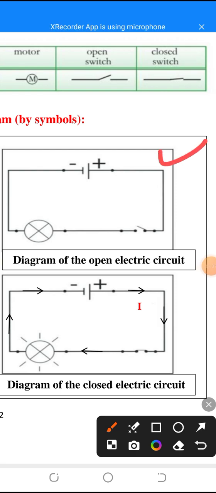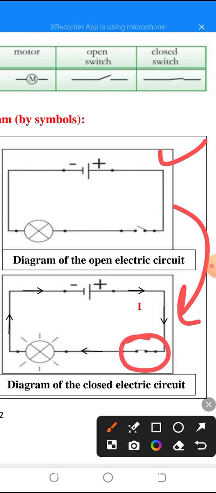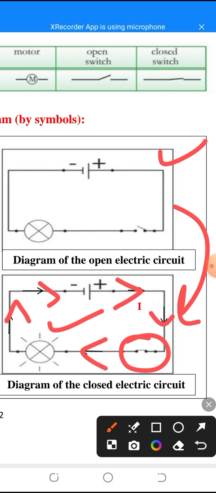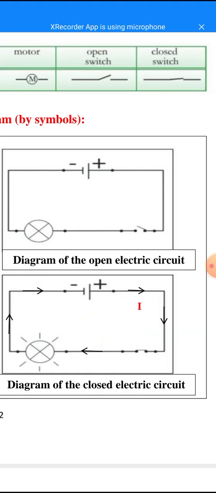After drawing the first circuit, now the second one looks like it, but the switch in this case is now closed. After closing the switch, watch the lamp glows because the electric current moves from the positive pole of the dry cell. We draw arrows. The current, we draw it by arrows from plus to minus. Okay, so the electricity moves from plus to minus.